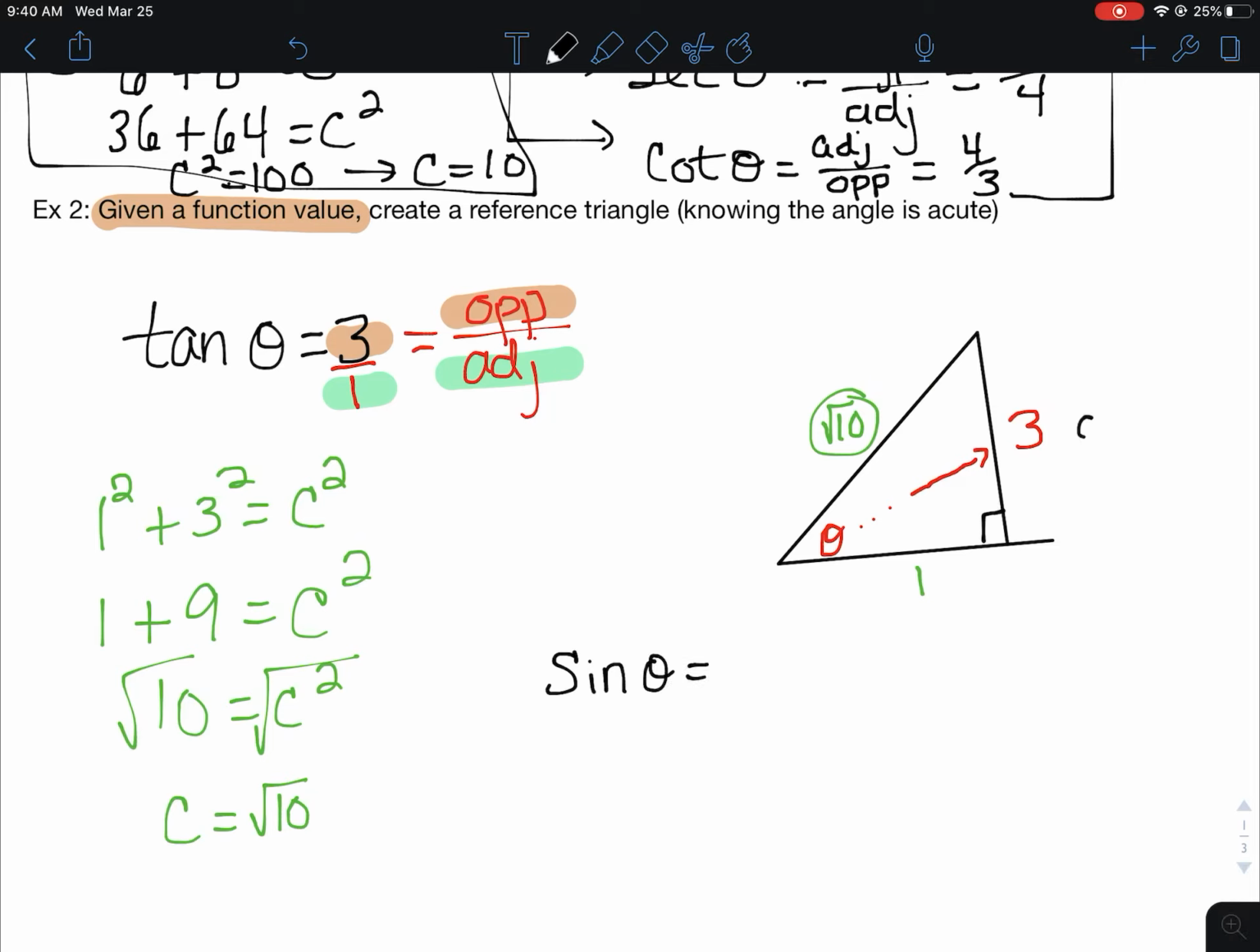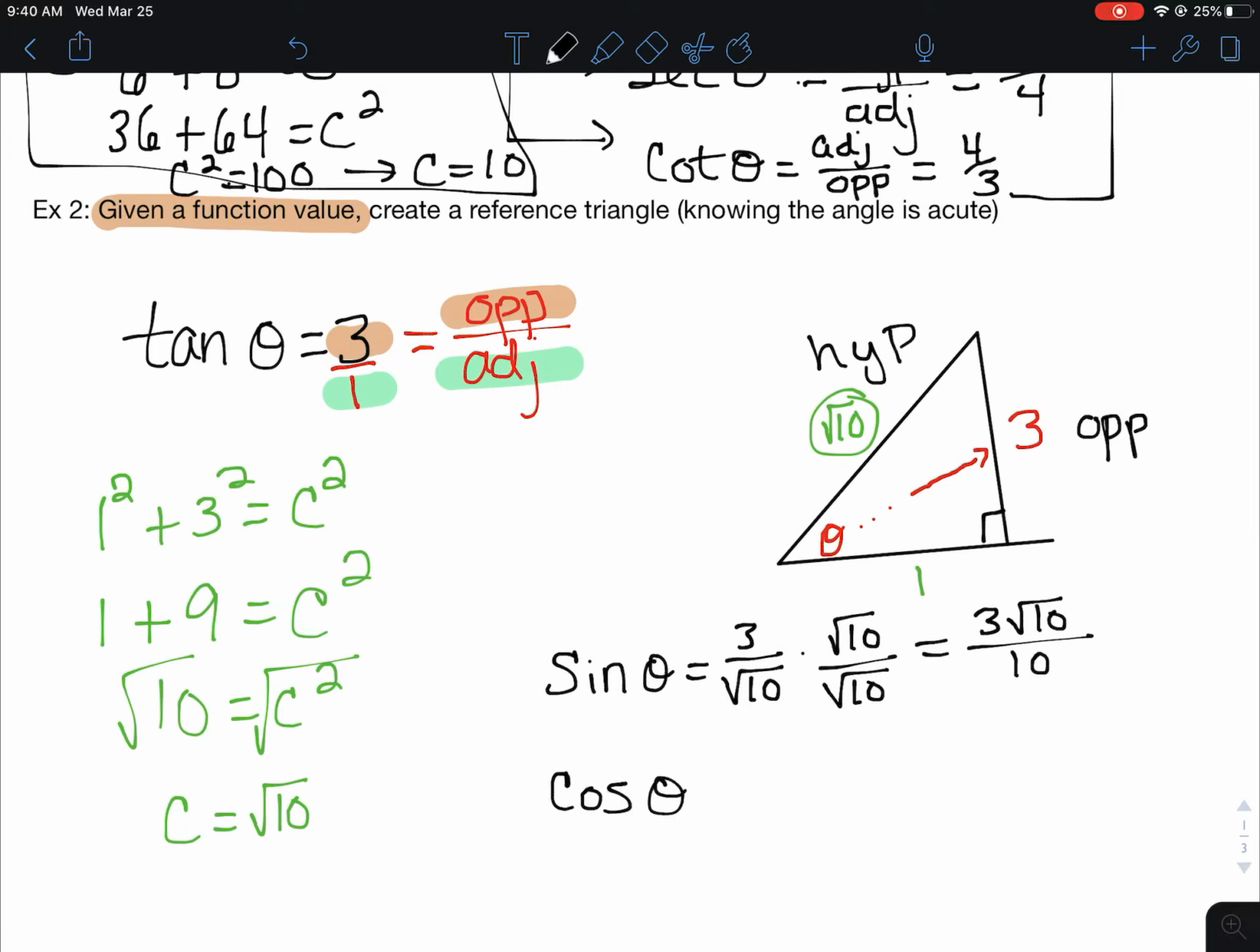Well, again, remember, sine is opposite over hypotenuse. So in this case, it's 3 over the square root of 10. And I have to rationalize that by multiplying by the square root of 10 over the square root of 10. So 3 square roots of 10 over 10. The cosine of theta is the adjacent over the hypotenuse. So we're going to get 1 over the square root of 10, which again, if we rationalize, is going to become the square root of 10 over 10. Tangent, we already know, is 3.